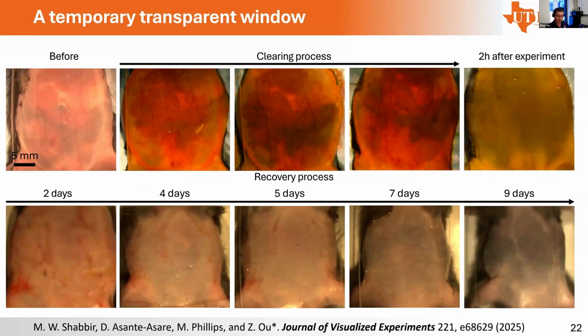So again, this method is completely reversible. This is an illustration that at the beginning, after we make it transparent, we can wash it away, and then we return the animals. So we are not going to sacrifice the animals.